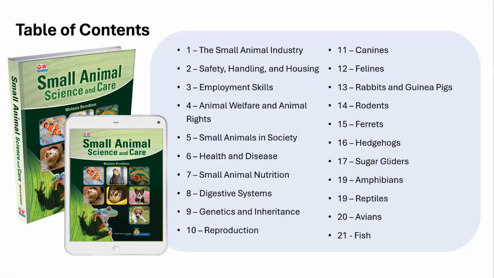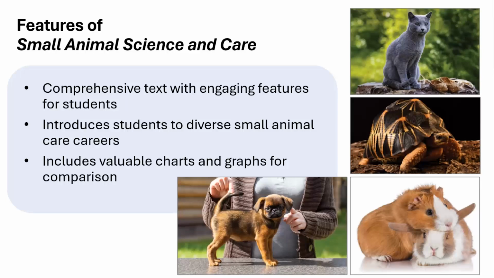Some things that you'll find inside the textbook include topics ranging from employment skills to animal welfare to genetics and the different types of small animals that you'll find on the right-hand side of the table of contents. It's a comprehensive text that really focuses on engaging our students. You'll see more of those real-life SAE for All profiles and career connections. You'll find charts and graphs that really bring the content to life for our students.